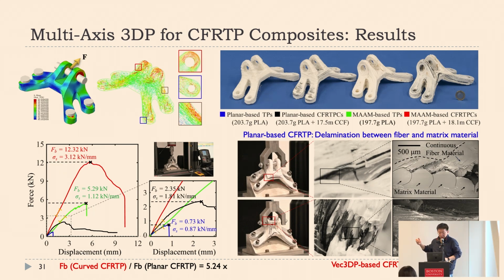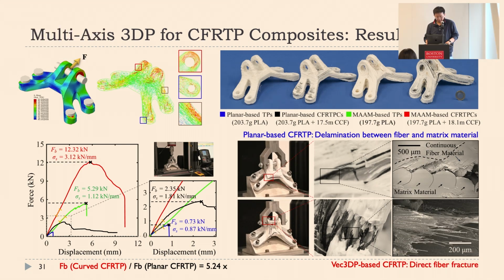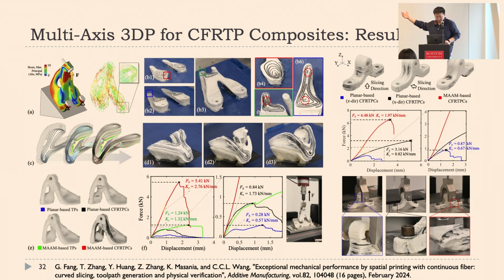But if you look at the curved layer-based 3D printing, you find the fibers are broken. So it basically maximizes the usage of fiber inside those 3D solids, which is very important. That's why we're able to achieve up to 5 times the breaking force. Okay. Sounds like these are very great results, and we also demonstrated many other examples, which are all super good.